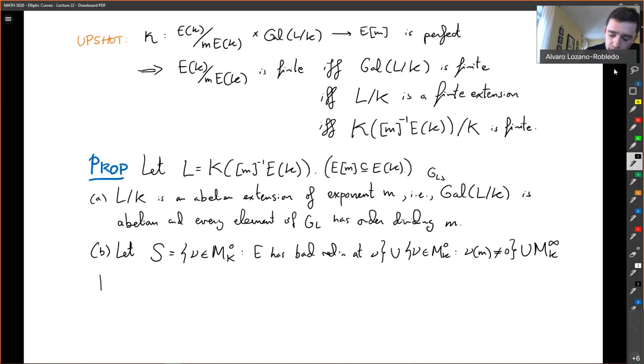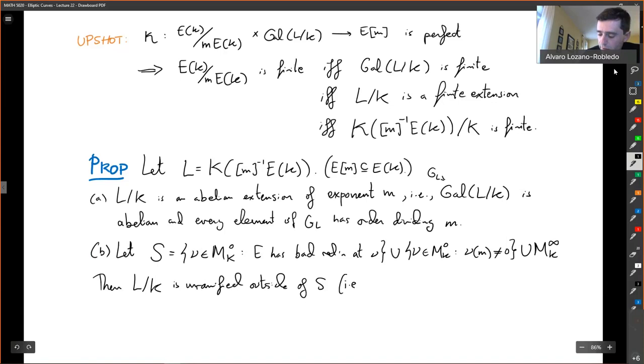Then L over K is unramified outside of S, i.e. if nu is a place and nu is not in S, then L over K is unramified at nu.